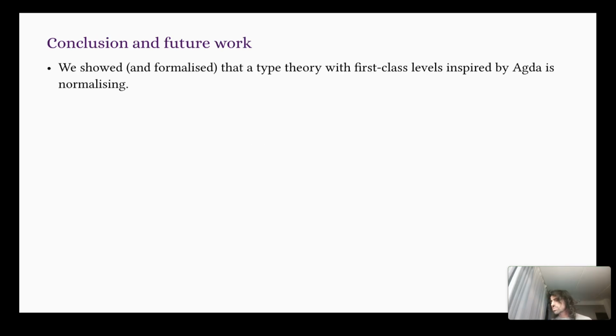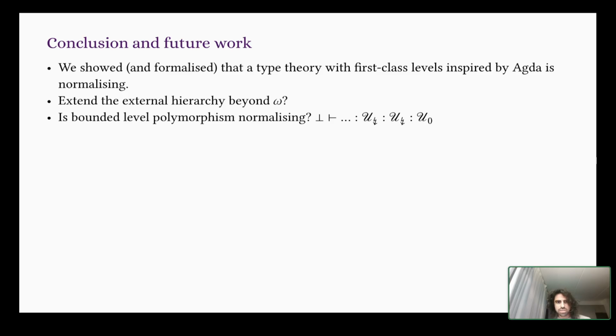To conclude, we show that type theory with first-class levels, inspired by Agda, is normalizing. We gave a formal proof in Agda using induction recursion to model the universe hierarchy. Some possible future work would be to extend the external hierarchy of universes beyond omega, like in Agda. I think this should be straightforward. A question that's a bit less clear to me is whether bounded level polymorphism, as in the work of Chan and Weyrich, is normalizing.